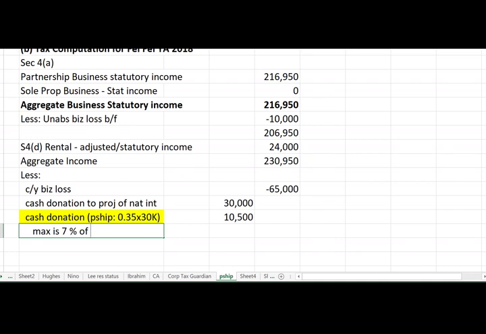Now but maximum is 7% of the aggregate income. So will it exceed or not? Now let's just try. Equals to this 7%. And the amount is only 16,000, and answer is yes, it's going to exceed. Okay. So these two shows that the total come here, but maximum is only 7%. Now this will be my total income.